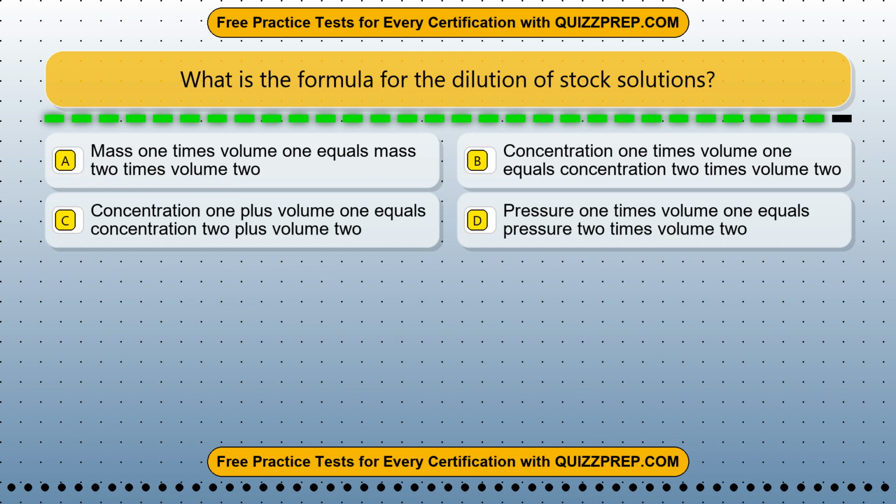Question 39. What is the formula for the dilution of stock solutions? Option A, mass 1 times volume 1 equals mass 2 times volume 2. Option B, concentration 1 times volume 1 equals concentration 2 times volume 2. Option C, concentration 1 plus volume 1 equals concentration 2 plus volume 2. Option D, pressure 1 times volume 1 equals pressure 2 times volume 2.